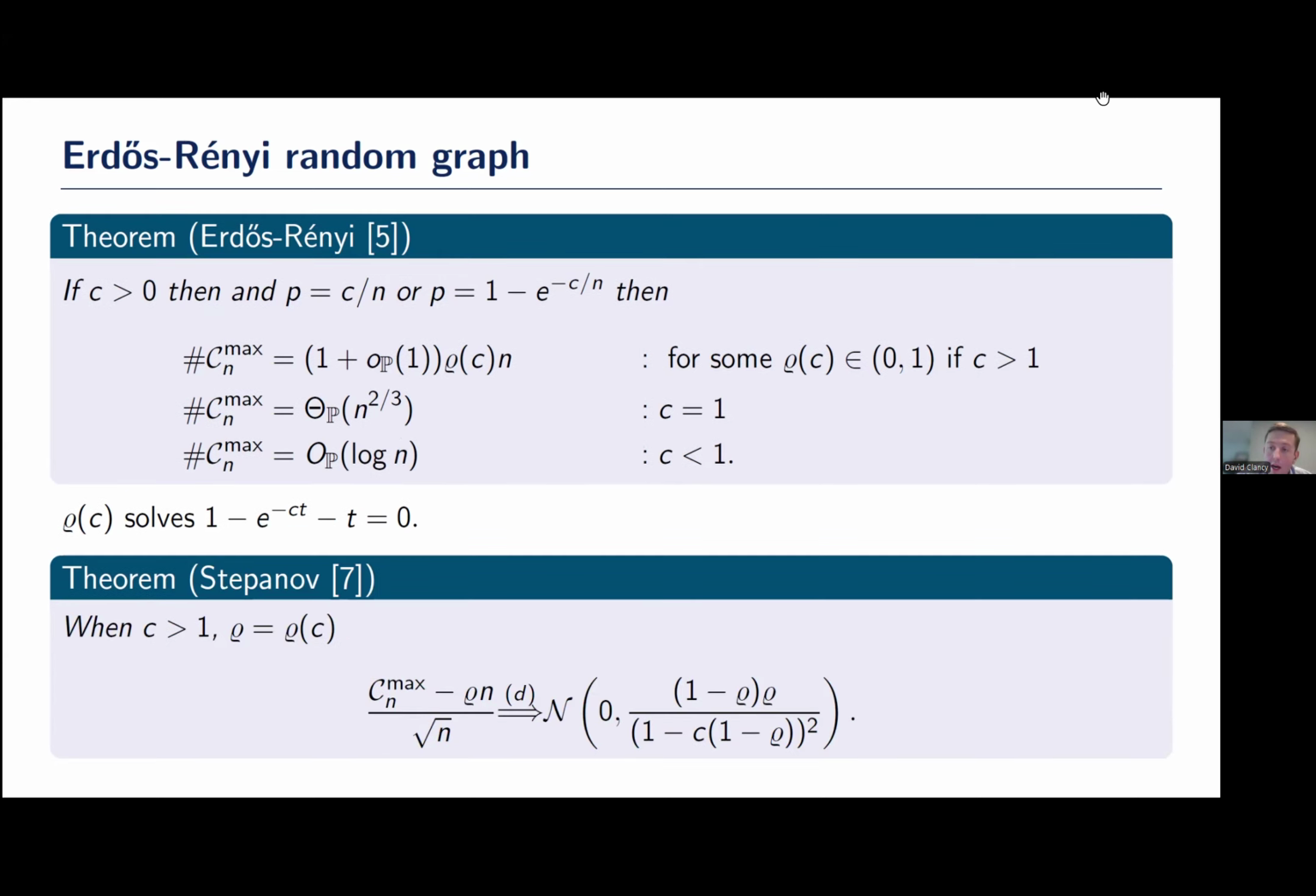When we want a central limit theorem, this came slightly later in a work of Stepanov, although I don't believe this is the formulation that Stepanov wrote. If we look at the size of the giant, minus the number of vertices in that giant, divided by square root of n, so we look at square root of n fluctuations of the giant, this converges to a normal random variable with an explicitly computable mean and covariance. Well, the mean is 0, and we can explicitly compute the variance.